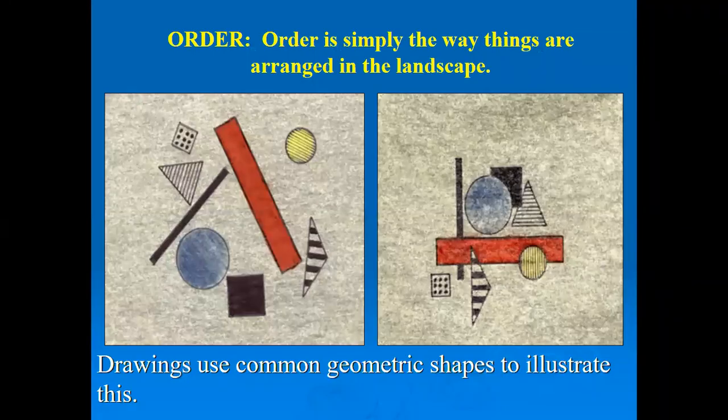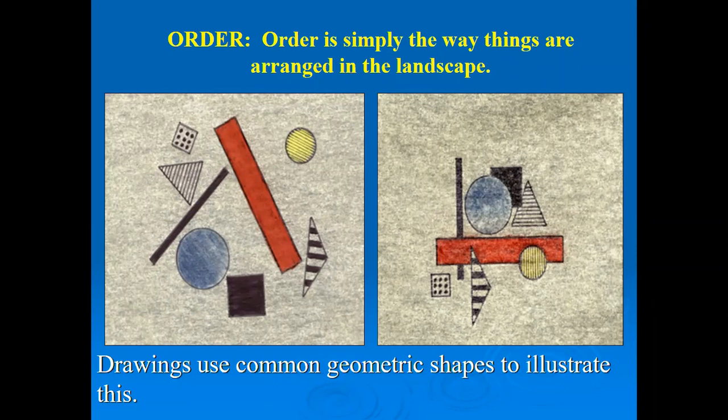Order is the simple way things are arranged in the landscape. These drawings using common geometric shapes illustrate this. The one on the left is very disordered. There's no order or organization, and the one on the right is organized. It has order.